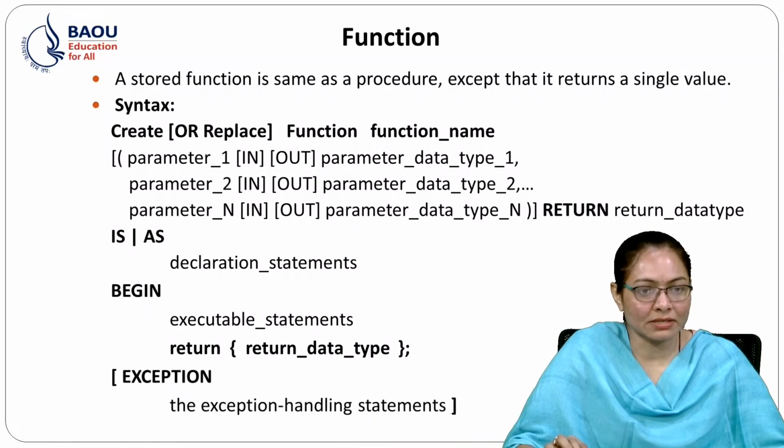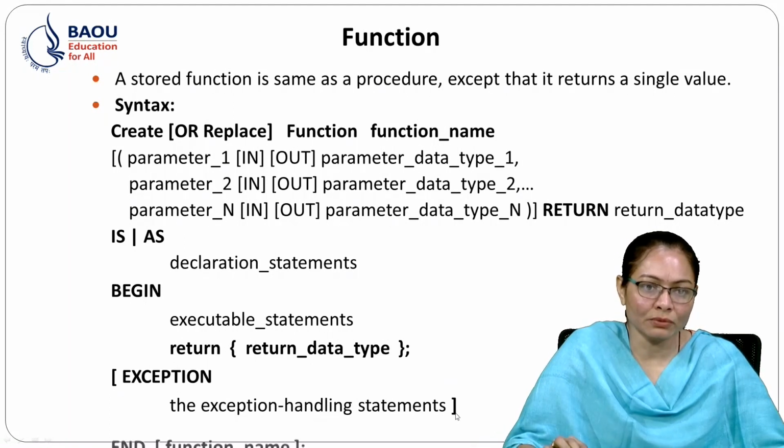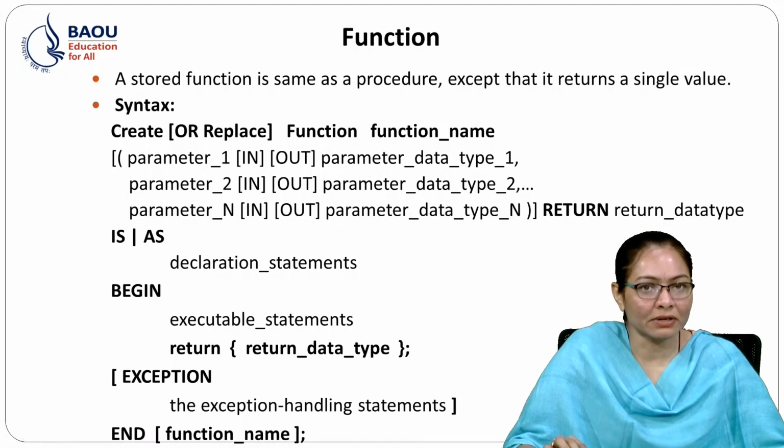Now, the exception section. If needed, then you can define the exception section. If any abnormal condition is generated in the BEGIN section, then it will be handled by the exception. It is not compulsory. That's why it is defined in square brackets. Now, END and then function name, then semicolon, and it is executed by the slash sign. If there are any errors in this function, then it will be shown as a warning, and you can show the errors by using the SHOW ERRORS command and then semicolon.